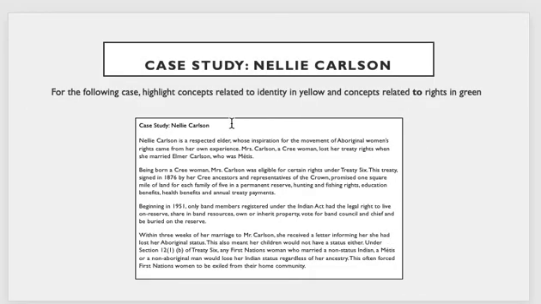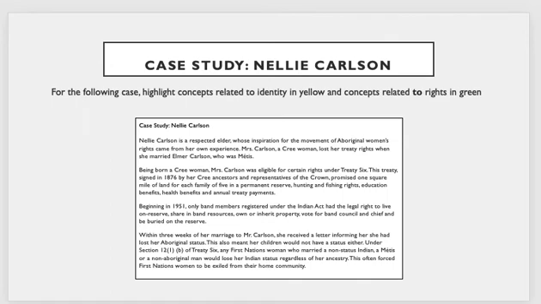The last thing you have to do on that sheet is a case study called Nellie Carlson. She was an Indigenous person, and this is a little bit about her story. I want you to read through this and identify in yellow anything related to identity and anything in green related to her rights.